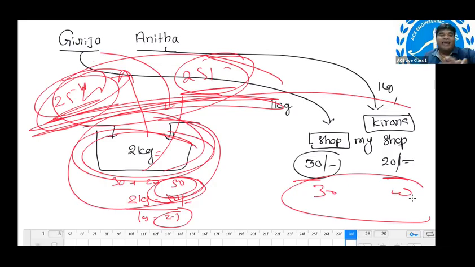Okay, I equate their friendship, but with respect to myself, I don't need a loss, I don't need a profit. So 30 and 20, again I'm getting the same 50 rupees only.